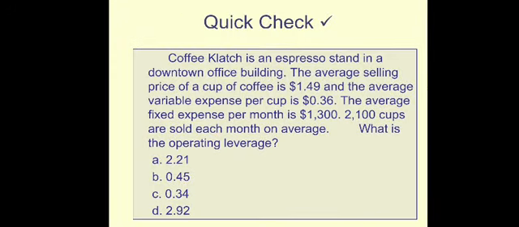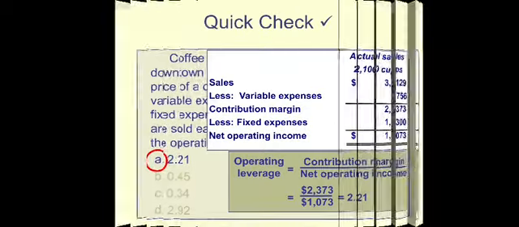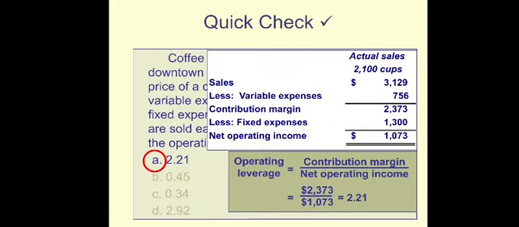Okay, let's see this coffee clutch. The question is, the data is the same. What is the operating leverage for the coffee clutch? So remember the formula, contribution margin divided by the net profit. The contribution margin is 2,373. The net profit is 1,073. So the degree of operating leverage is 2.21.